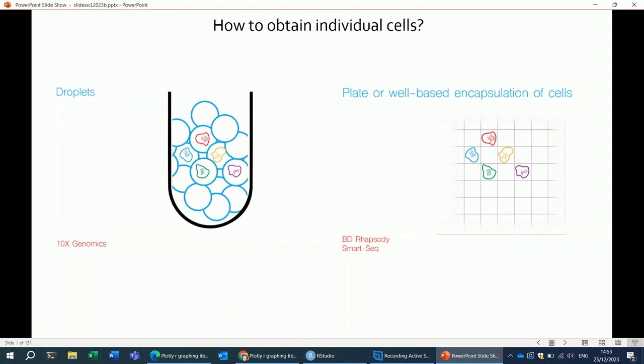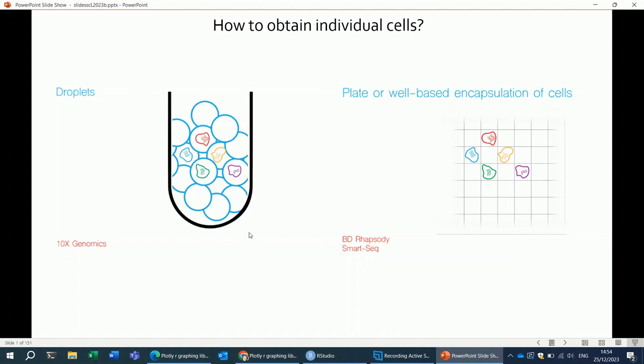So, single cell sequencing sequences individual cells. The first question that arises here is, how do you obtain individual cells? Well, there are two systems for doing that. On one side, you have the droplet-based systems. 10x Genomics is the most well-known example of this. On the other side, you have plate-based systems, where you have BD Rhapsody, SmartSeq, ParsBio.